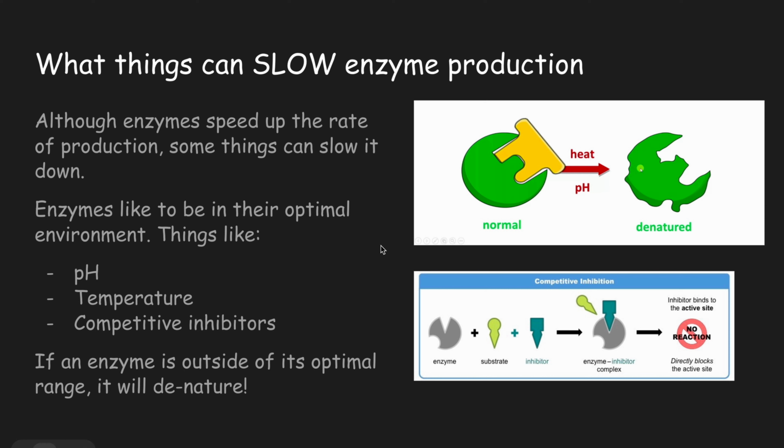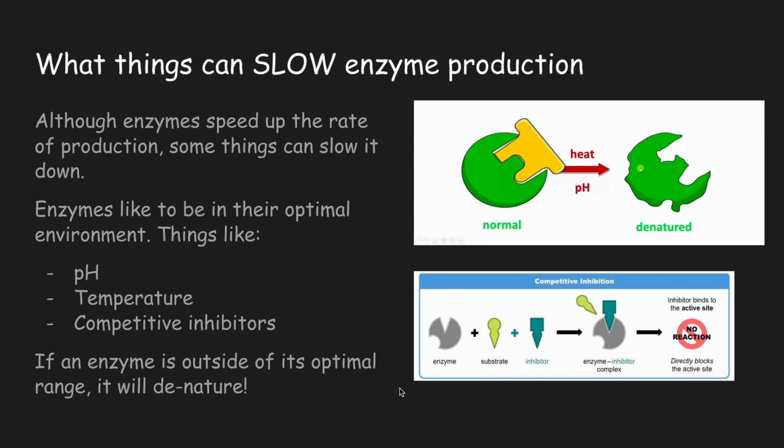And temperature, same thing. Let's say this enzyme likes to be at 70 degrees. It's 60 degrees. It's going to start to denature a little bit, and the enzyme is going to become a little less efficient. The rate of reaction will go down. And competitive inhibitors is a little different. It's not going to denature, but here's what it does.